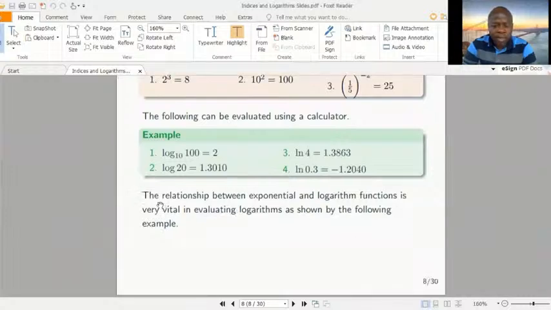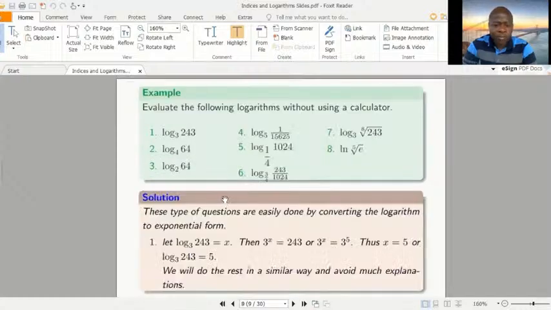Now, there's something I've written here: the relationship between exponential and logarithm functions is very vital in evaluating logarithms. And this is shown in the following example. So the example is here. The example says, evaluate the following logarithms without using a calculator. So we are not required to use a calculator. And I've said that we shall be using the relationship between the exponential form and the logarithm function.